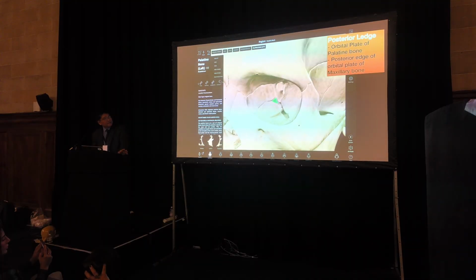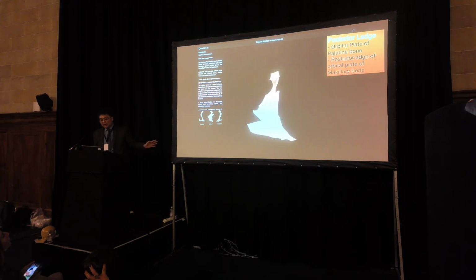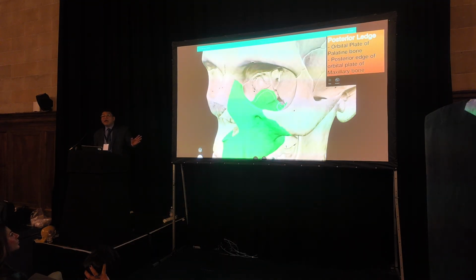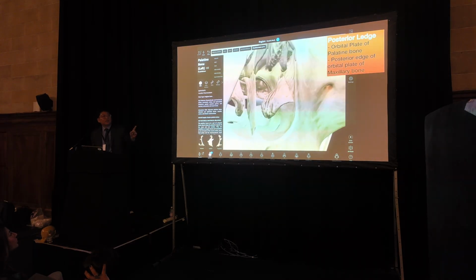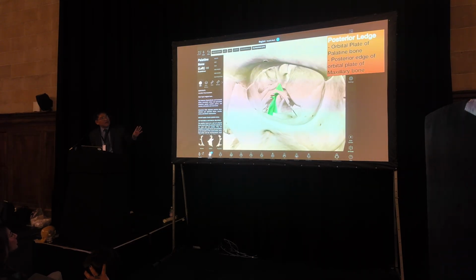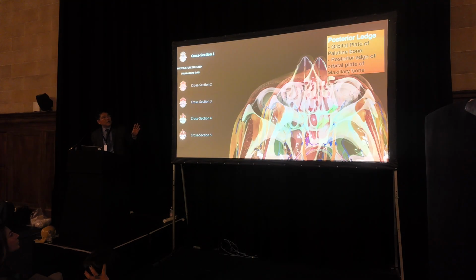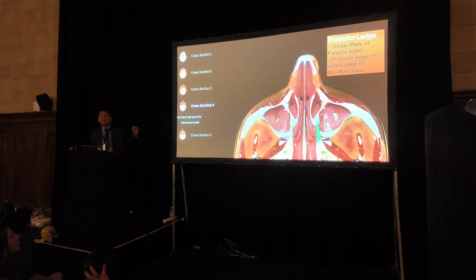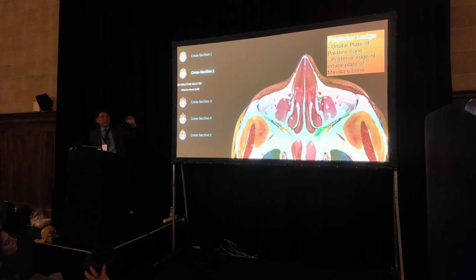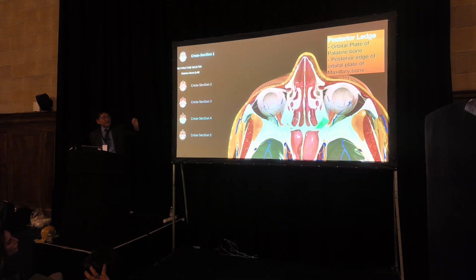This is the orbit. When we use the application to create the view, we are going to see the orbital plate of the palatine bone and the body. This is going to be the big important part. If you cut with the application, you can learn from cross section number 1 and the axial view, and see the intact area of the palatine bone. This will be the very important support part in the back.